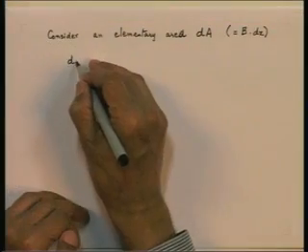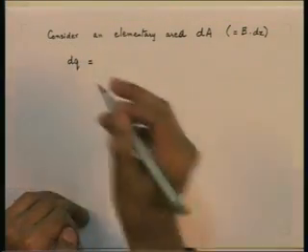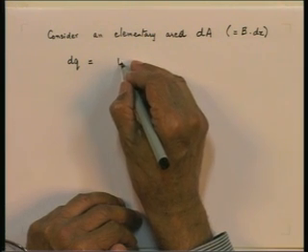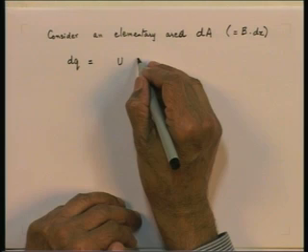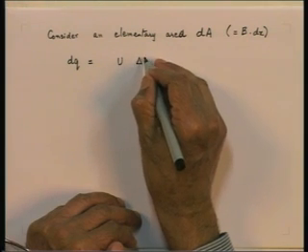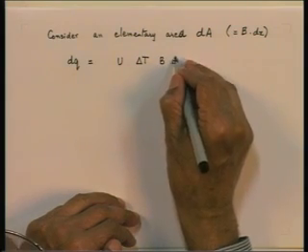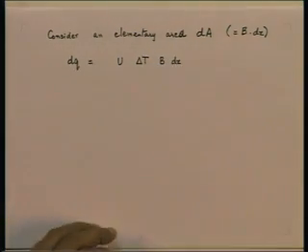I said to you, let us take an elementary area dA of the heat exchanger, which is equal to B dx. What is the heat transfer rate across this area dA? We know that already from earlier. dq is nothing but U delta T dA. dA is nothing but B dx. That is the heat transfer rate in watts across the elementary area dA.